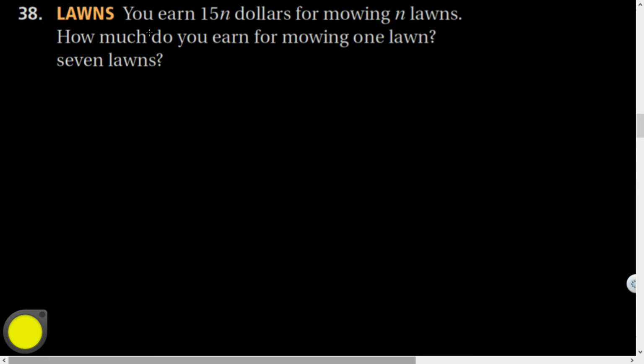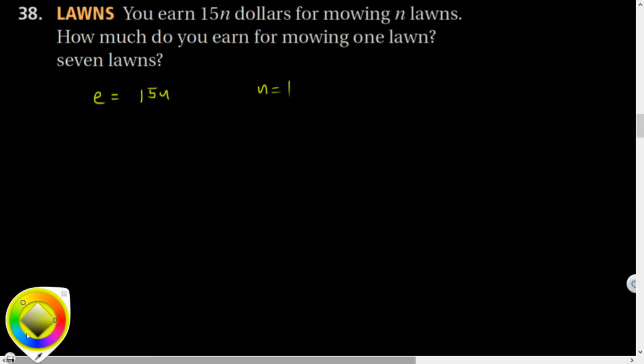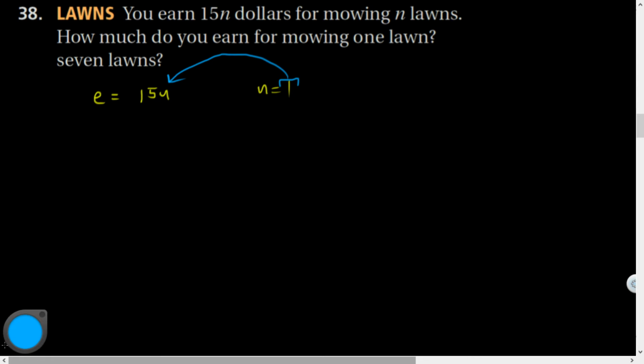All right, here we go. You earn $15N for mowing N lawns. How much do you earn for mowing 1 lawn? So 15N is how much I earned. If N equals 1, that means I could plug in 1 for N and evaluate it. I think you guys can see what this is going to be. E is going to be $15. So $15 for 1 lawn. And then they ask, second question, 7 lawns?